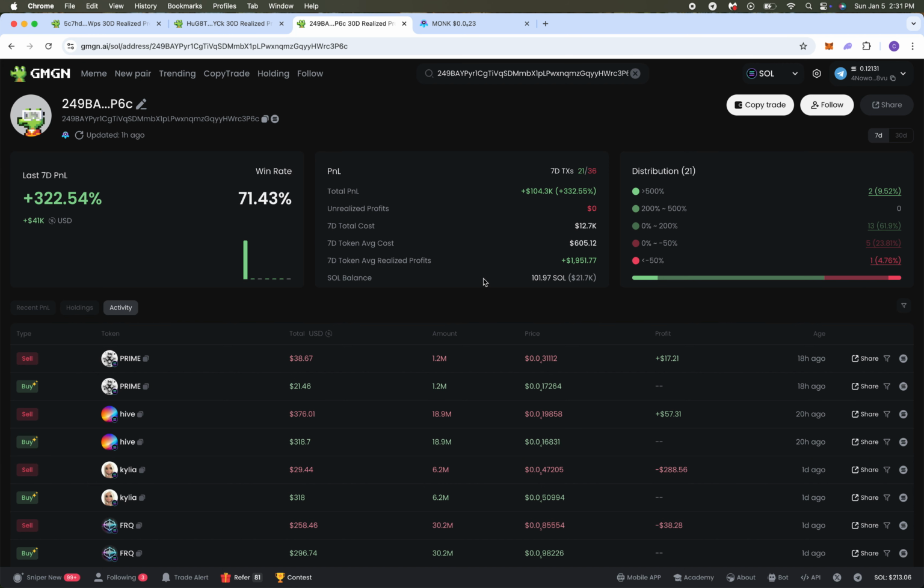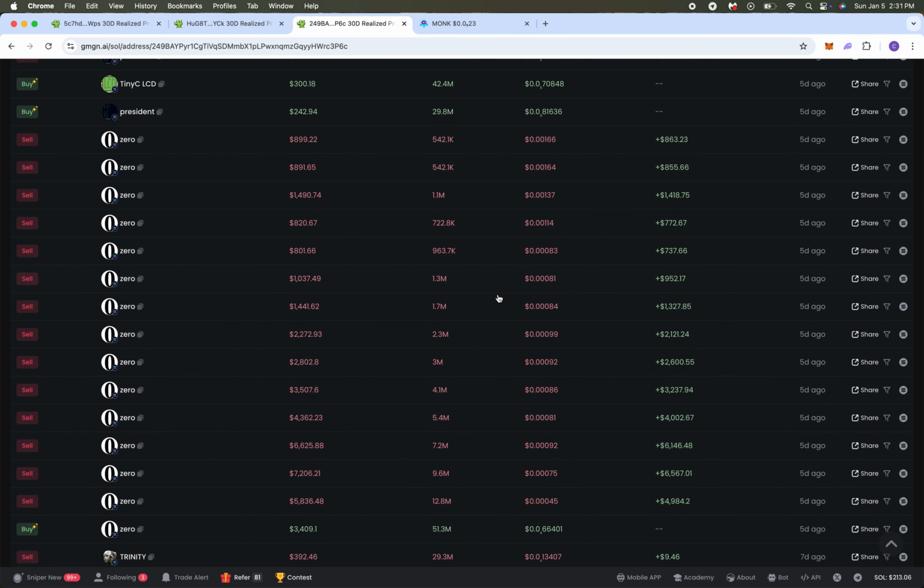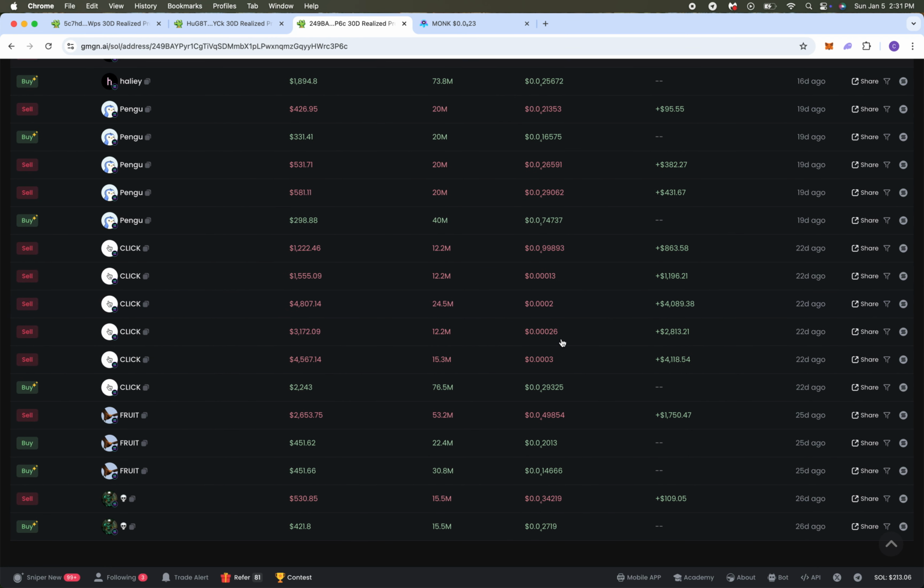These type of wallets, I like to call them sleepers. And the reason I do so is because if you go down the list here to the very first trade, it's a pretty new wallet, relatively new. He started trading 26 days ago, and he's been hitting some crazy trades. Right here, his first crazy trade was right here.